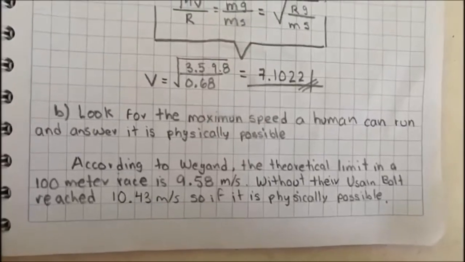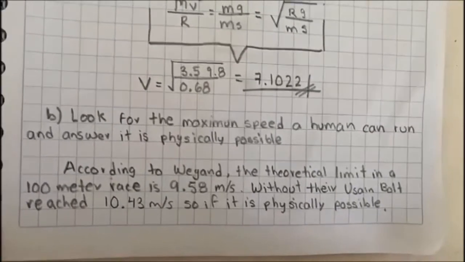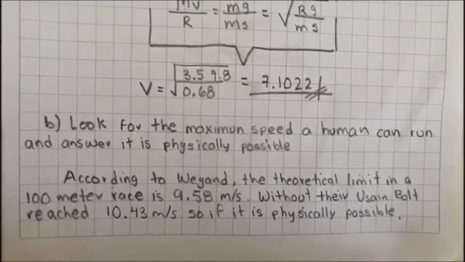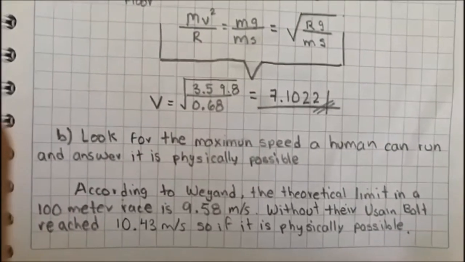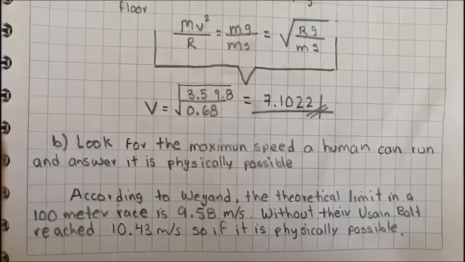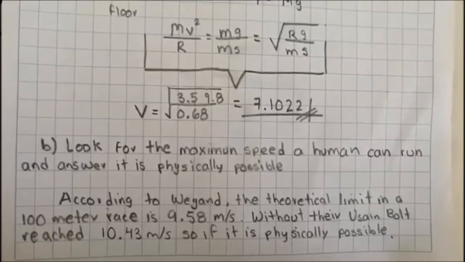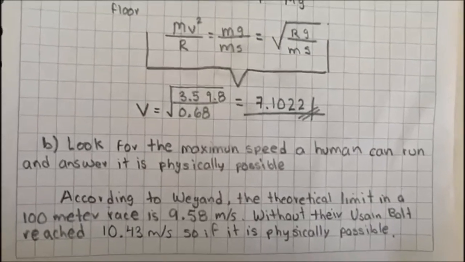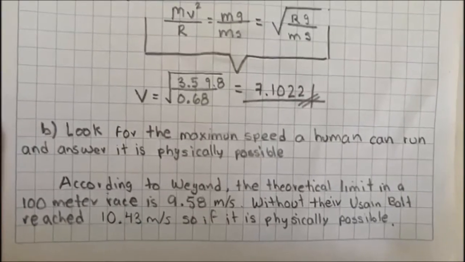The second one asks for the maximum speed a human can run, and whether it's scientifically possible to reach that speed. The scientist Wigan says the theoretical limit a person can run in 100 meters is 9.58 meters per second. So that's what a person can reach. But we know Usain Bolt at the Olympics reached 10.43 meters per second. So we could say that it's actually possible to reach the theoretical speed of 9.58 meters per second.